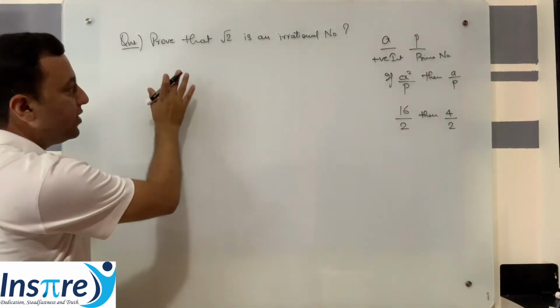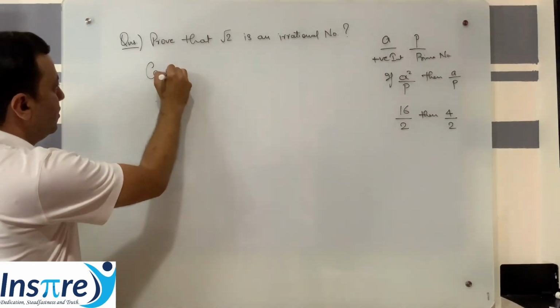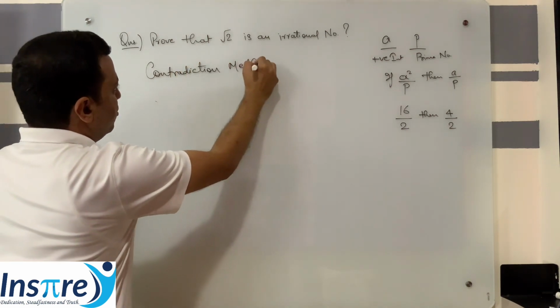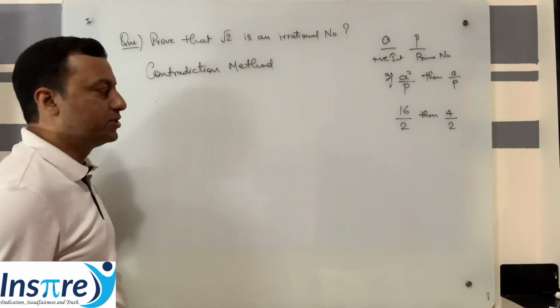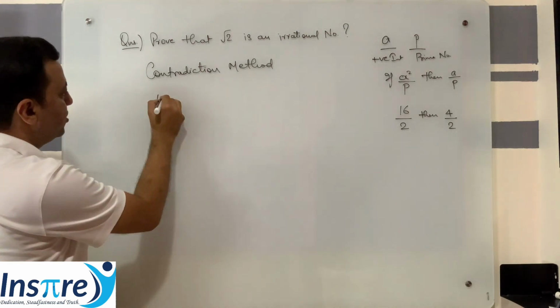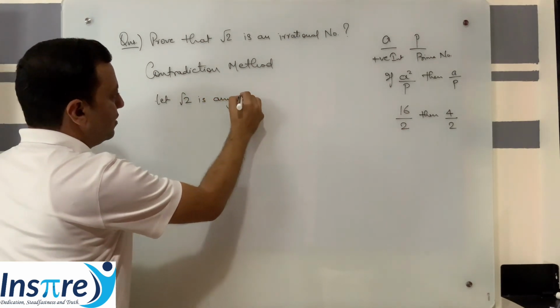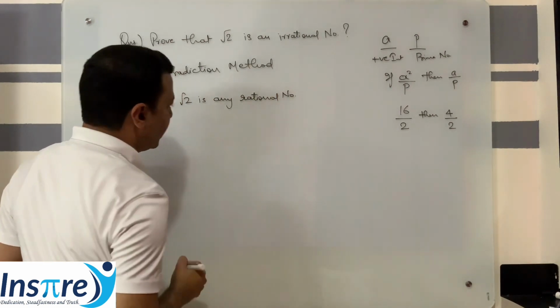So let's start. I solved this question by the contradiction method. So what is the contradiction method? Contradiction method is that I assume something, and at the end I contradict that thing and then I prove it. So let root 2 be a rational number.